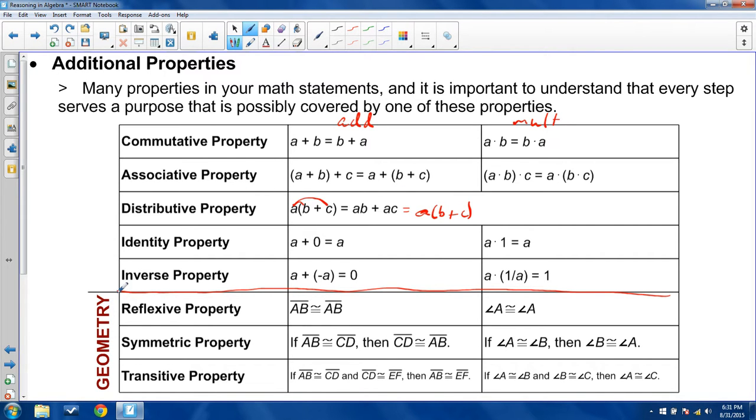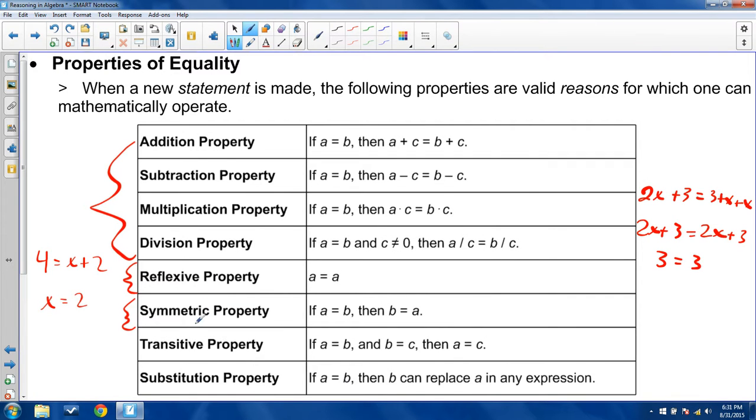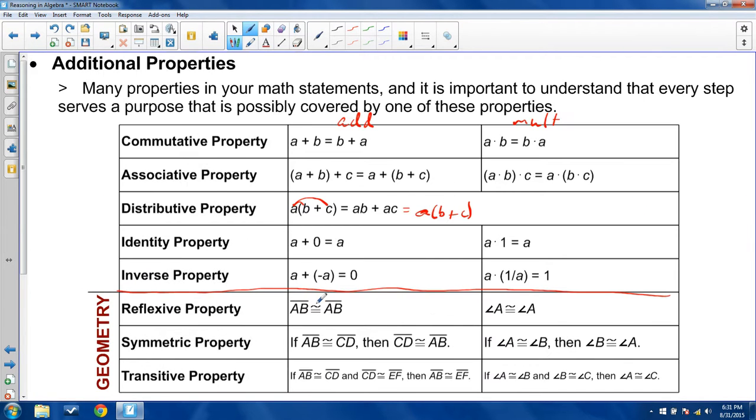The last three are for geometry specifically: reflexive, symmetric, and transitive. We saw those three terms in the last slide. These three are now being used in a different sense, referring to congruent segments and congruent angles. Reflexive property, now that's going to be used in a different way, and I'm not going to explain it in this video. It'll be explained in a later geometry video.